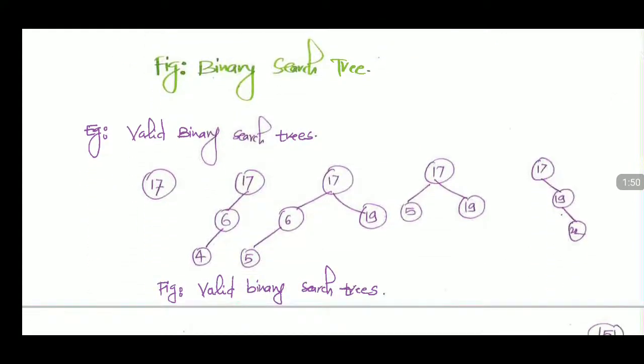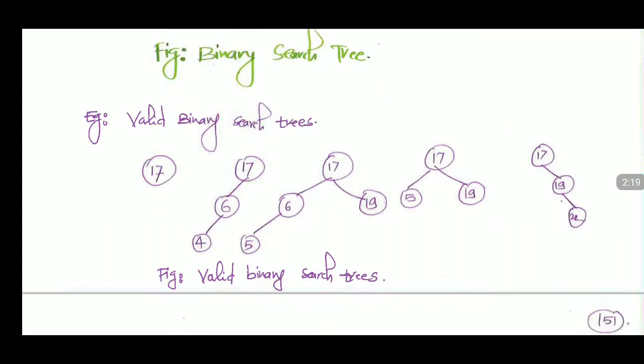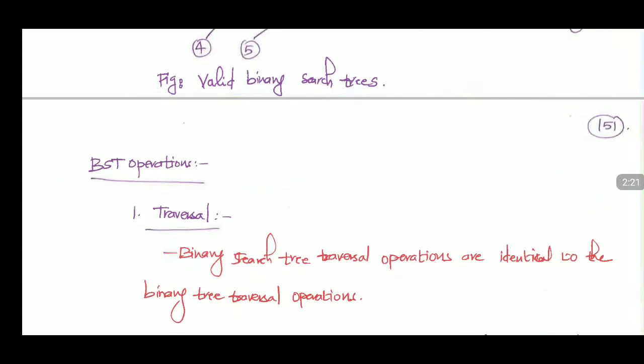Now, there are a few valid examples of a binary search tree. Let's say there is only one node with a value 17. It's a binary search tree. Now 17, 6 and 4. This is also a binary search tree. 17, 6, 19, 5 is also a binary search tree. All these trees are valid binary search trees.